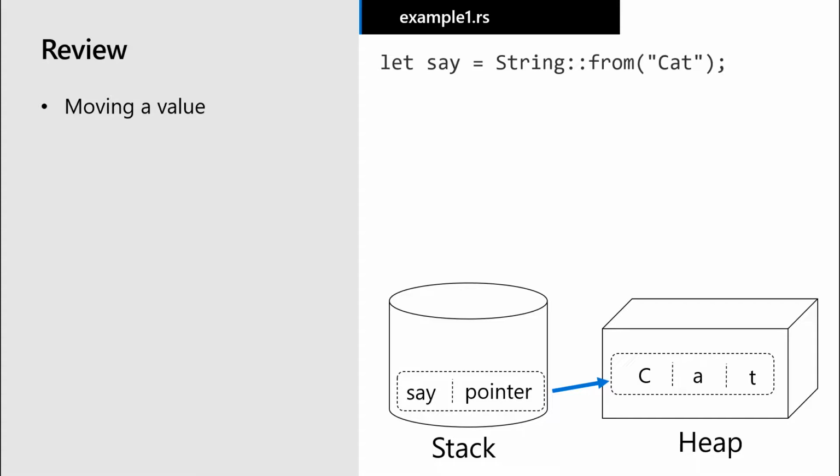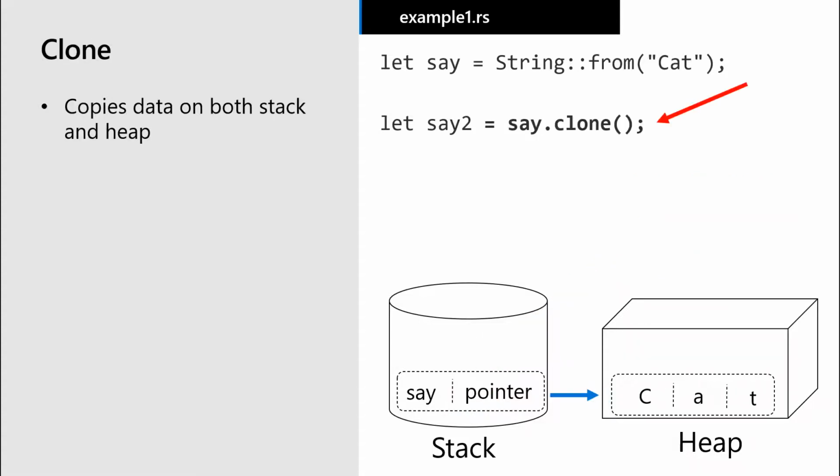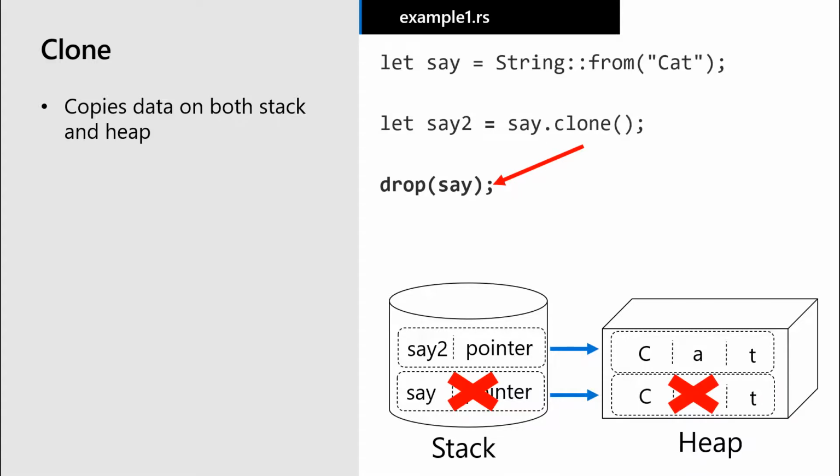Let's do a quick review of what happens on the stack and the heap when you move ownership of a value. If we create a string variable called say, and then move the value of say to another string variable called say2, the original say variable will be invalidated. What if, instead of moving the value of the say string, we cloned it using Rust's clone method? Then it would copy the value of our first string to an additional location on the heap. And then the new string, say2, on the stack would point to the new location on the heap. Therefore, if we dropped our first string, our second string would still be valid.